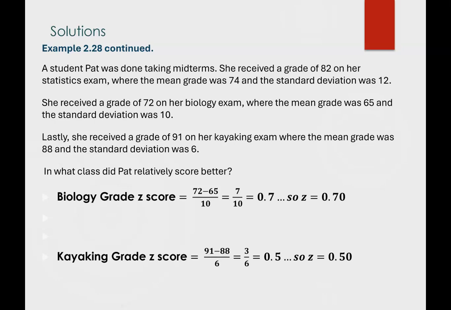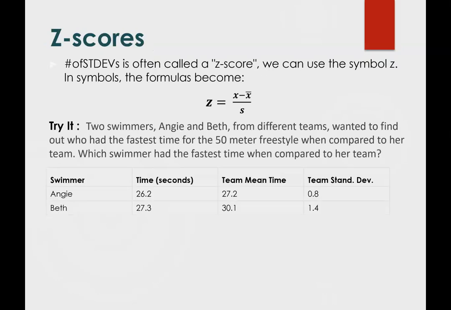Okay, now on to the next problem. We have z-scores again, just more clearly written out. Z equals x minus x bar, or the mean, all divided by s, the standard deviation. Two swimmers, Angie and Beth, from different teams wanted to find out who had the fastest time for the 50-meter freestyle when compared to her team. Which swimmer had the fastest time when compared to her team?